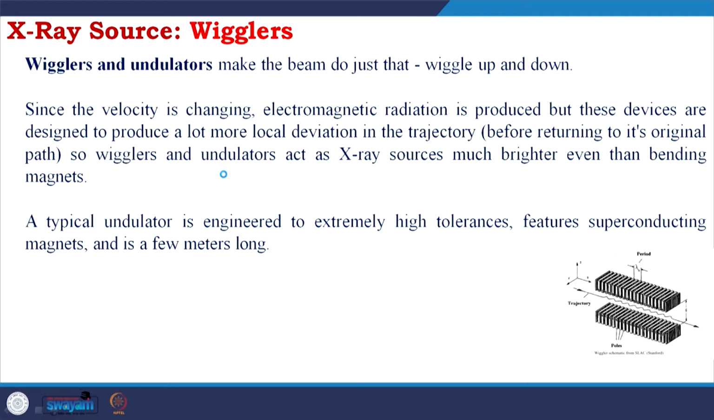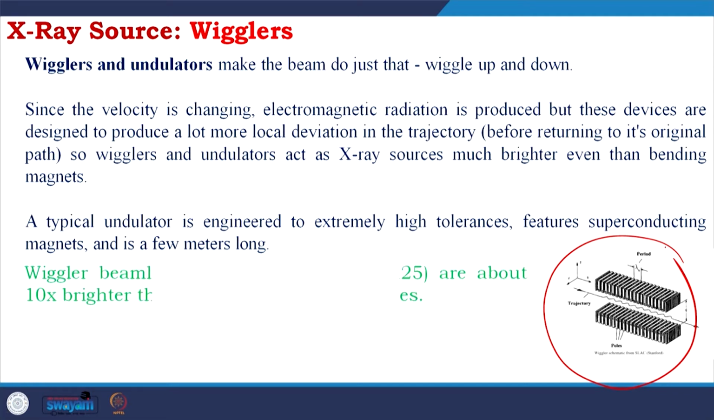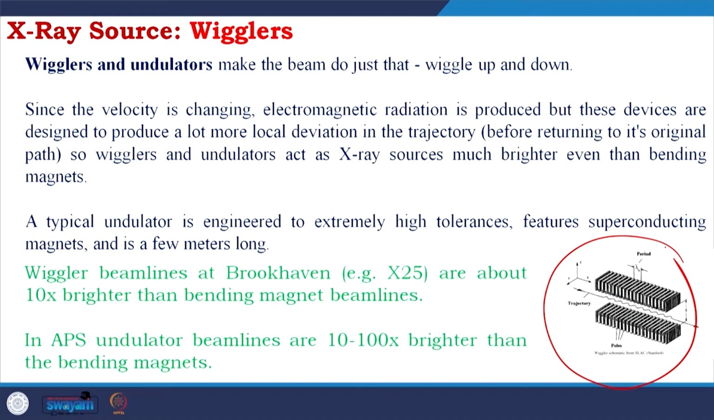You could see here, this is the schematic from SLAC Stanford, the synchrotron facility. So, wiggler beamlines at Brookhaven are about 10x brighter than the bending magnet beamline. So, it again changes, and when you see 10x, 10x is not less, because it is 10x on top of what the synchrotron national facilities were doing. And then it comes to APS, where the undulator beamlines are 10 to 100x brighter than the bending magnet.